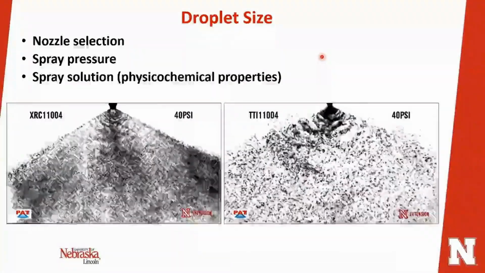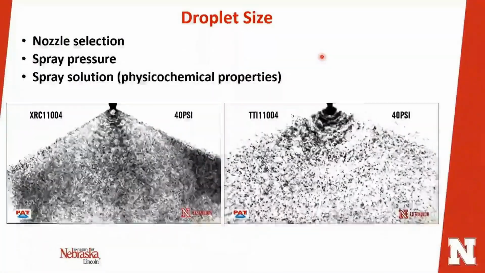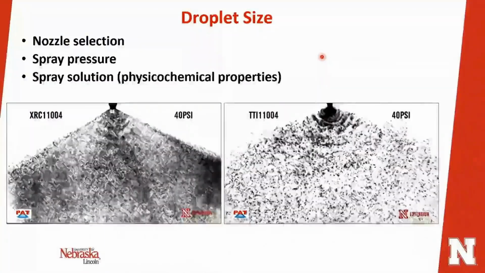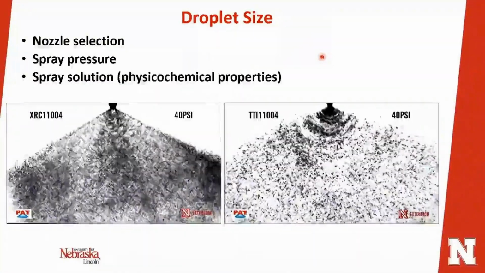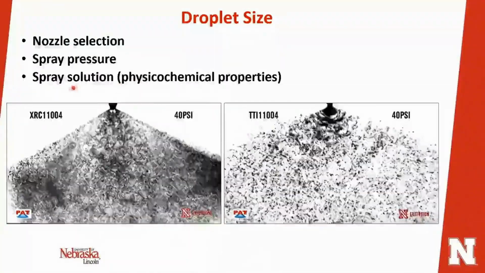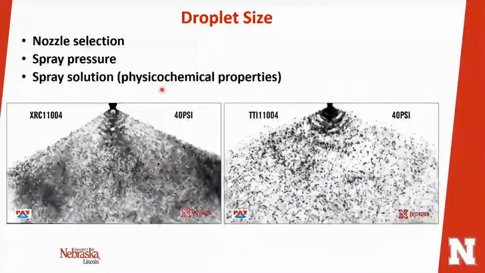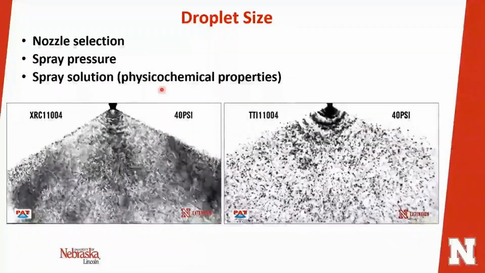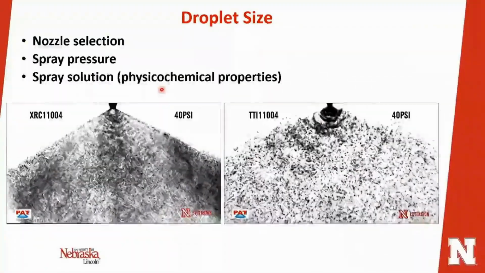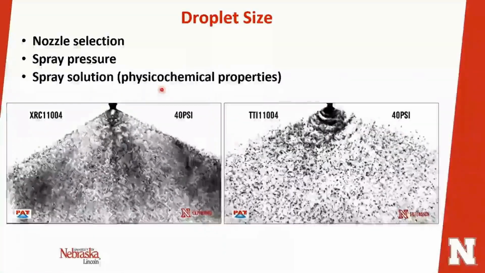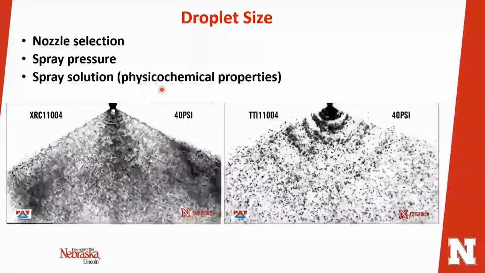Droplet size is one of the most important factors that we can manage during applications if we want to reduce pesticide drift. And how can we manage droplet size? By nozzle selection, spray pressure, and the spray solution, thinking about the physical-chemical properties of the solution. Here we are thinking about adjuvants that we can use to mitigate drift, and also different pesticide formulations can have an influence on droplet size.